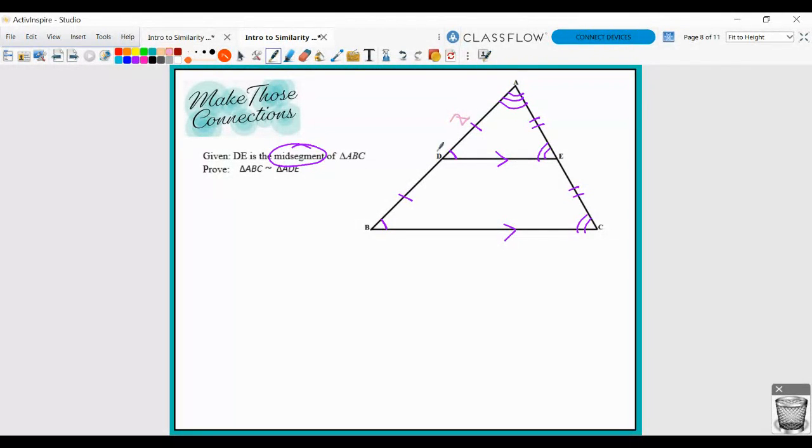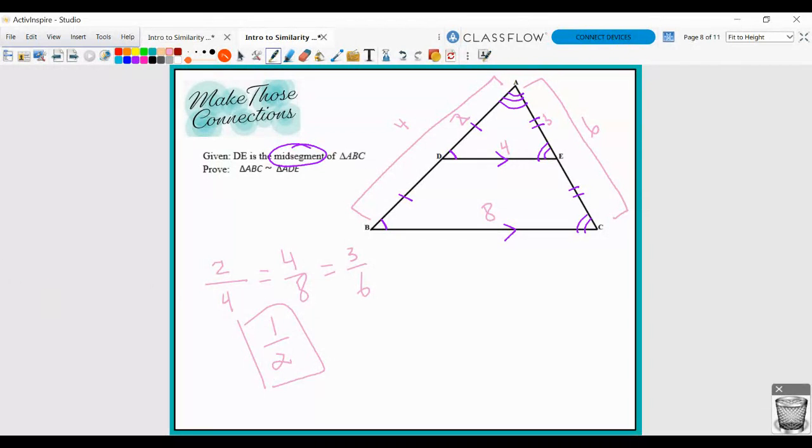So if this was 2, this whole length is 4. If this was 3, this whole length is 6. If this was 4, what's the base? Remember, it was half? This is half, so this is double. So check out this scale factor, right? I've got 2 over 4. I've got 4 over 8. I've got 3 over 6. Oh, I've got a scale factor of 1/2. If I picked any number, that would be true.